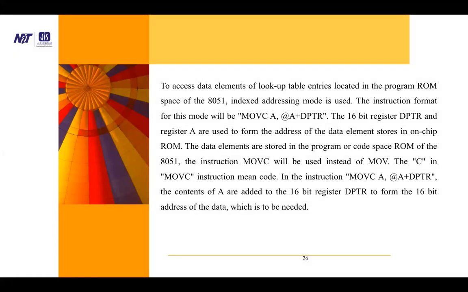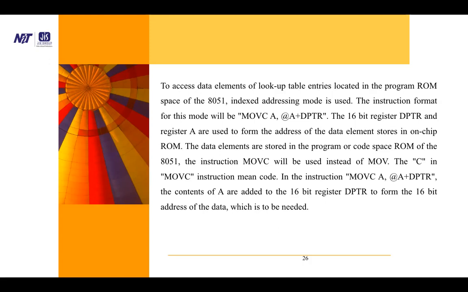To access data in the ROM space of the 8051, the indexed addressing mode is used. The instruction format for this mode is MOVC A, @A+DPTR. The 16-bit register DPTR and register A are used to form the address of a data element stored in on-chip ROM. The data elements are stored in the program or code space ROM of the 8051.